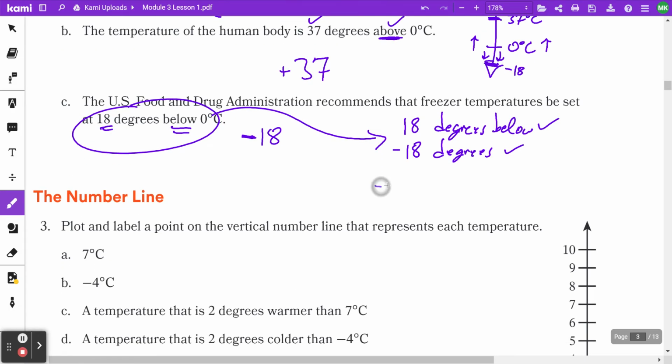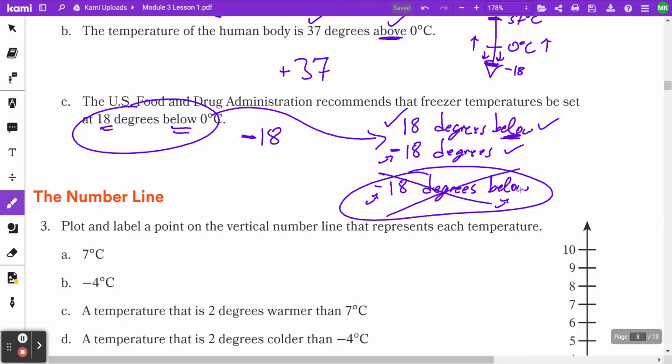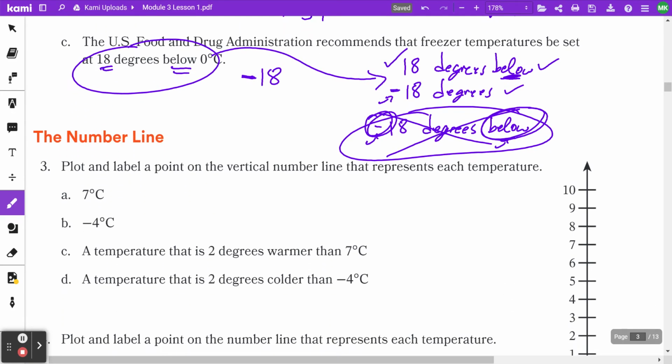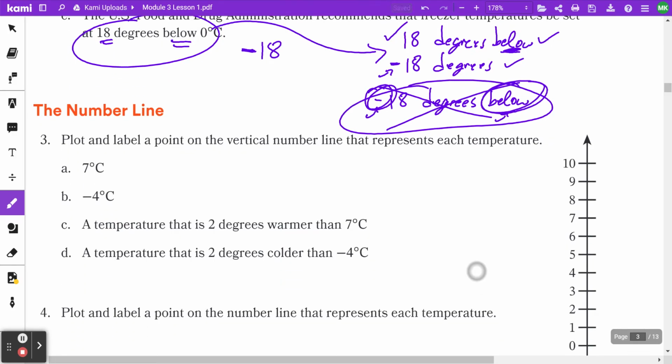What you can't do, watch this, negative 18 degrees below. Can't do that. You know why? We have the negative there, and that means negative. You can't have two negatives in the same statement. So this is written incorrectly. Either it's 18 degrees below, there's your negative, or it's negative 18 degrees. There's your negative. So this is a big no-no, simply because I have double negative words or symbols within the same number of degrees, and we can't do that. So watch out for that one.